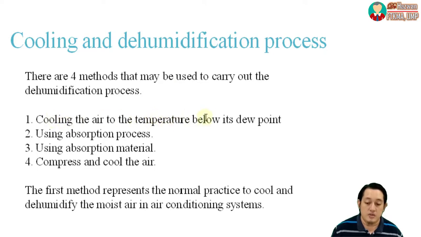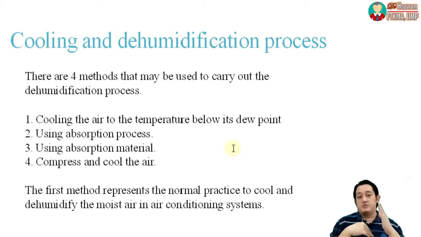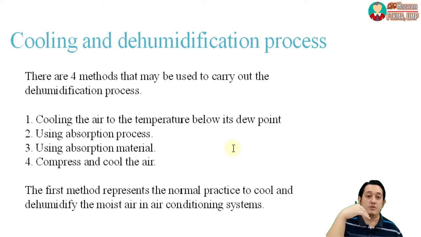Number one, cooling the air to a temperature below its dew point. If you still remember, at the dew point the relative humidity is 100%. Relative humidity cannot exceed 100%. So if there is extra moisture at 100% relative humidity, that moisture must be converted to liquid. It will change automatically to liquid, which is why after we drop the temperature below its dew point, the relative humidity will remain at 100%, and the extra moisture will change to water.